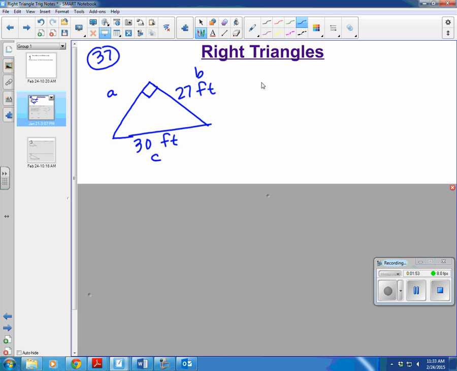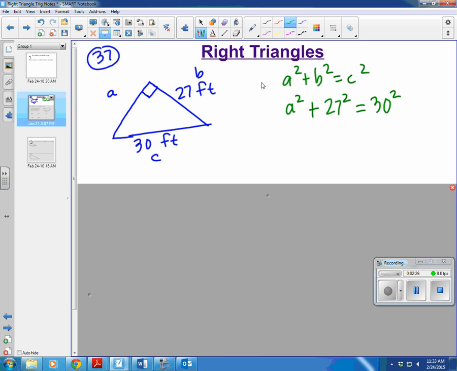So in the Pythagorean theorem, it is A squared plus B squared equals C squared. Who remembers this a little bit, hopefully? Okay, and then we plug in what we know. We don't know A, we don't know one of the legs, but we know the other leg is 27, so 27 squared equals the hypotenuse squared, which is 30.